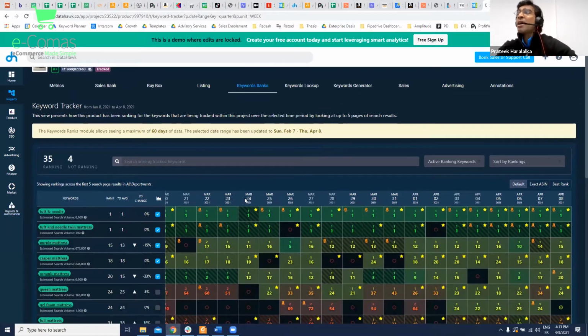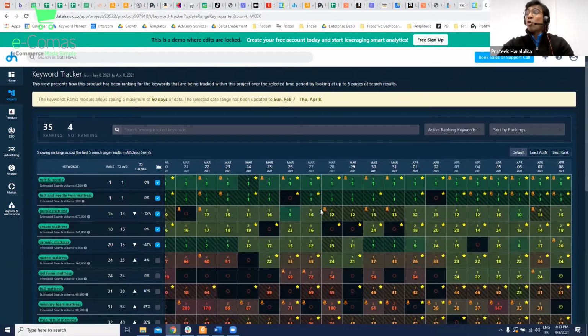So for example, if I hover, let's say, on March the 27th, this is telling me that my product, this queen size mattress, was showing up organically on page one. The small number is the page number, and the big number is the position on that page. So my product showed up organically on page one on March the 27th in the first position for this keyword. Not only did it show up organically on page one, it also showed up as a sponsored product on page one.